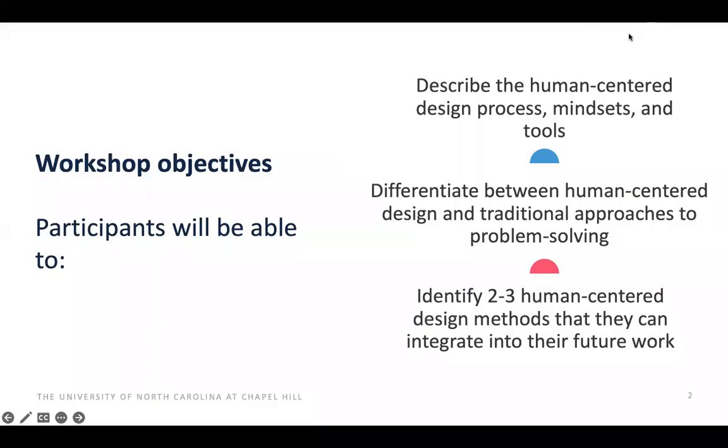With regards to objectives, at the end of our time together, it's my hope that all of you will be able to describe the human-centered design process, its associated mindsets, and the tools that we give you. Differentiate between human-centered design and traditional problem-solving approaches, and then come away with at least 2 or 3 human-centered design methods that you could integrate into your own work.